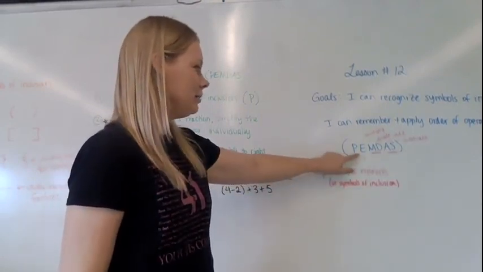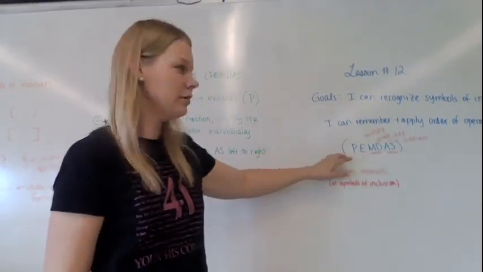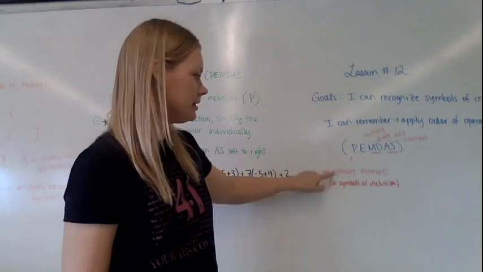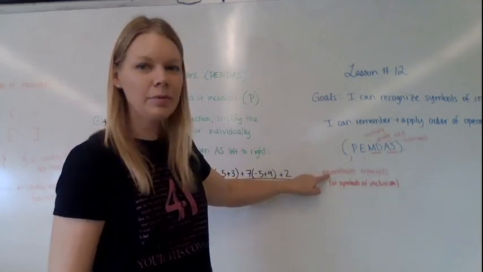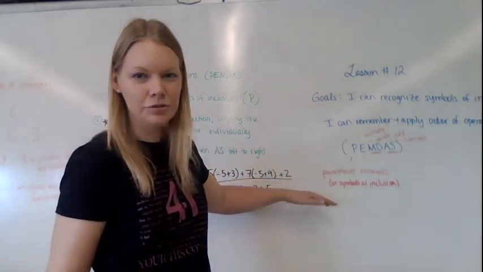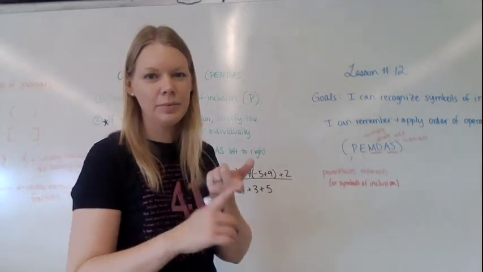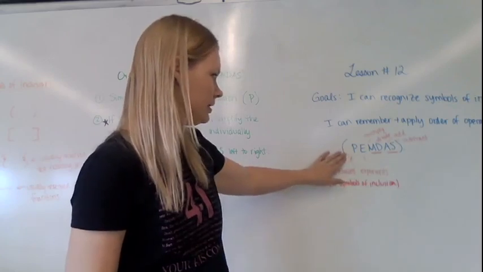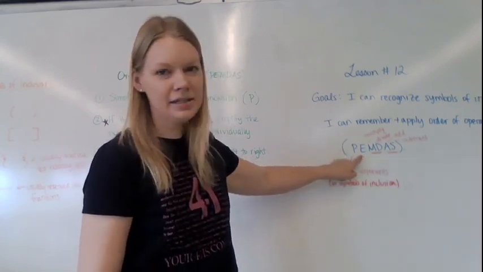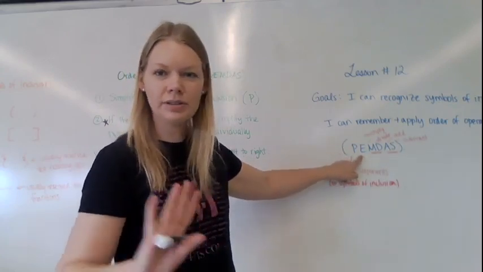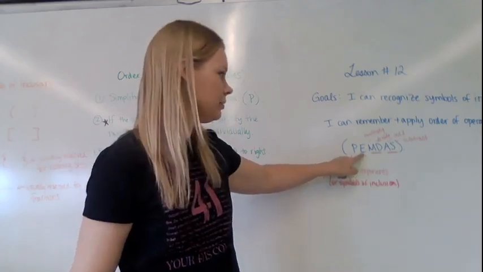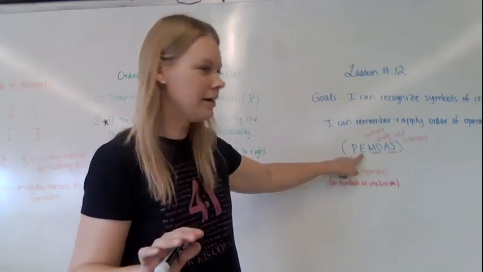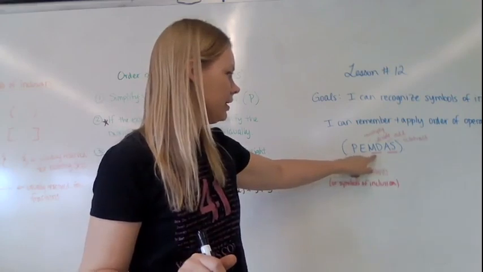Anyway, so what PEMDAS stands for in terms of our order of operations, the P stands for parentheses, but really it's any symbols of inclusion. So again, typically it will be parentheses or brackets. The E stands for exponents, which we will deal with a little bit later down the line. So we can just keep that on the back burner for now.